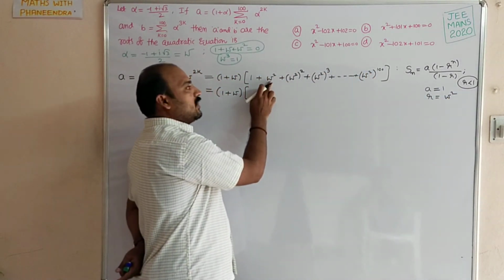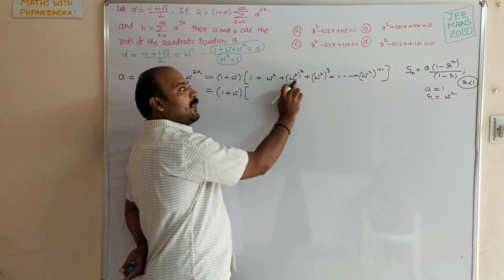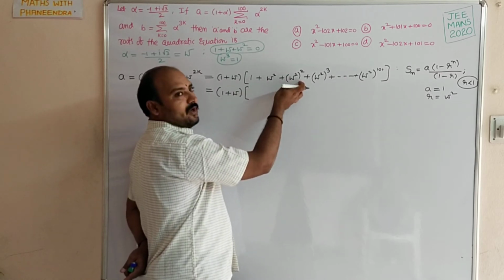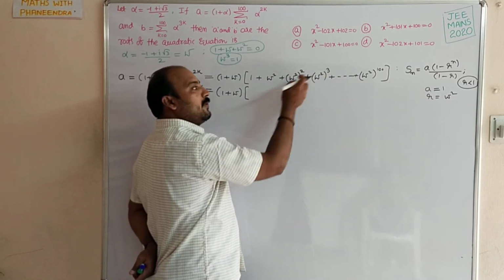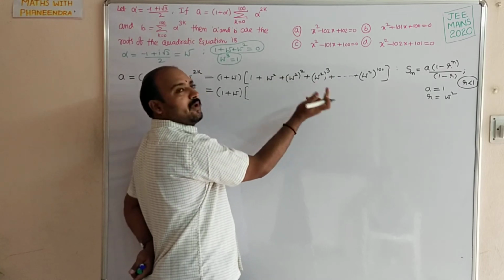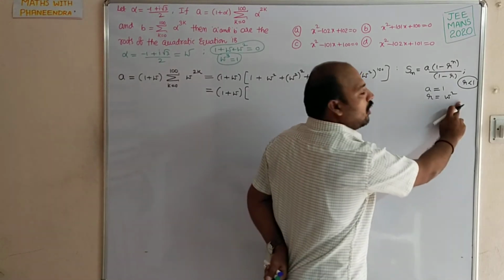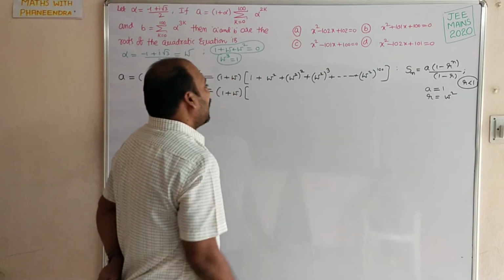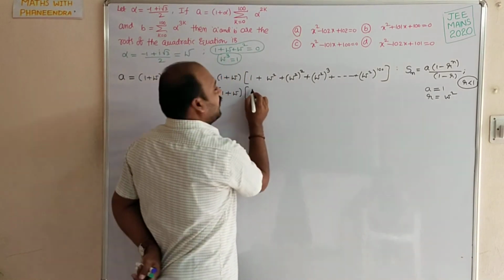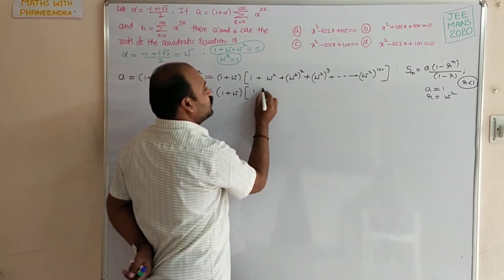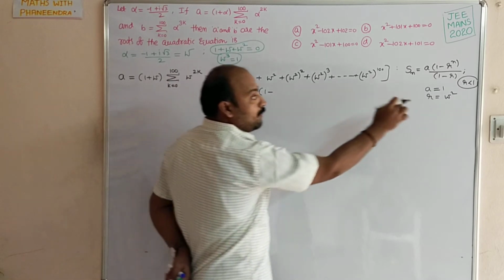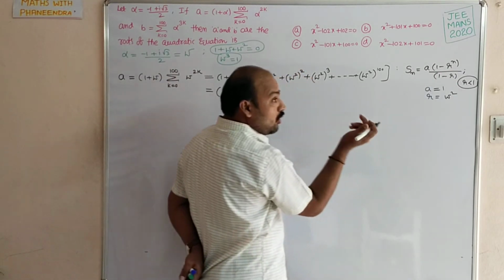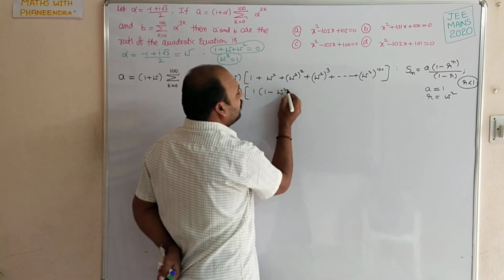Why? Because omega square by 1 is omega square. Omega square whole square by omega square is omega square. Omega square whole cube divided by omega square whole square, that is also omega square. So the common ratio r is omega square. Now A value, A is what? 1 into 1 minus r power n. N value how to take? R value is omega square.